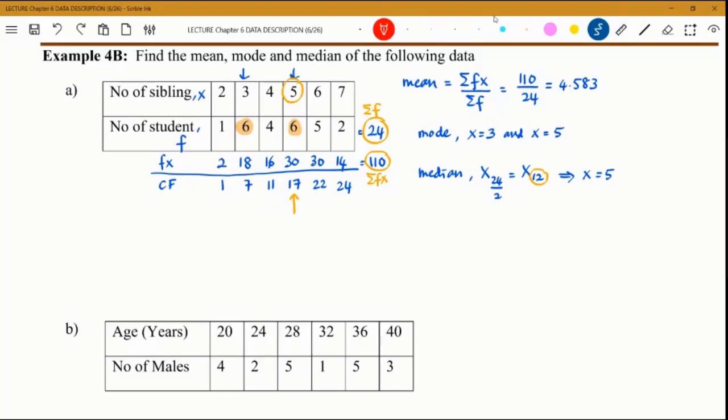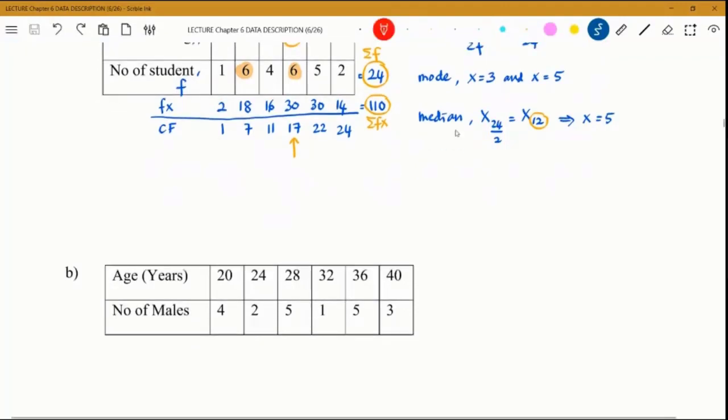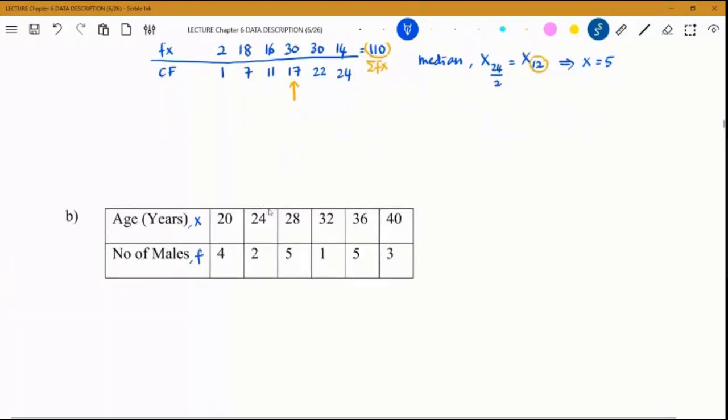Okay, alright, so that one part A. Now we can proceed with the part B. So we have it, this one as in your X, this one as in your frequency. Okay, so you have to add up Fx and Cf. Okay, let's say saya buat Cf dulu. CF dia akan jadi 4 plus 2 we have 6. 6 plus 5 we have 11. 11 plus 1 we have 12. 12 plus 5 will be 17. And then 17 we plus with 3 we have 20.